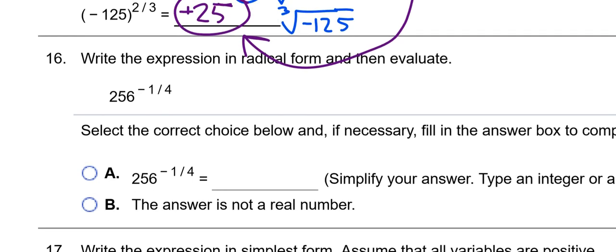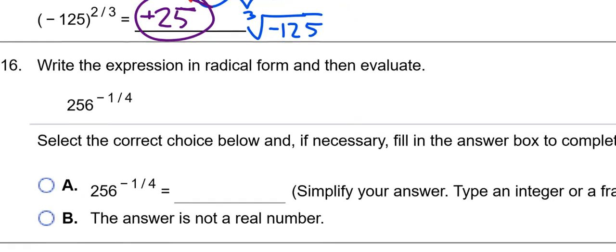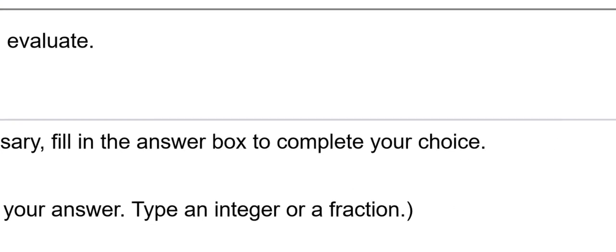Jump up to question 16. There's something new going on with question 16. There's a negative in the exponent. Now, I need to remind you, or maybe ask you, what you remember from Algebra 1. When we take a number and raise it to the negative first power, what happens? Anybody remember that? What happens? Does it make it smaller? Well, in this case it does. Depends on what you're starting with.